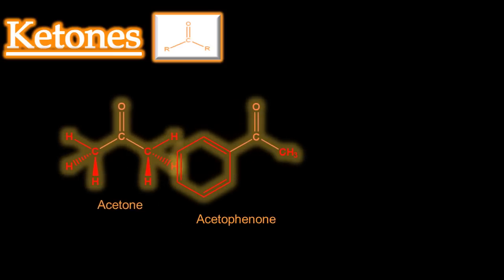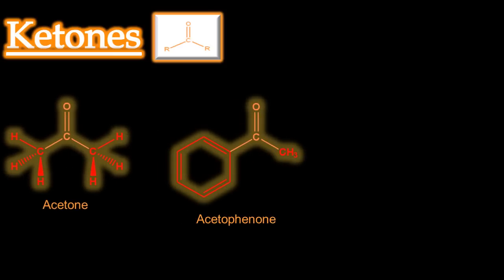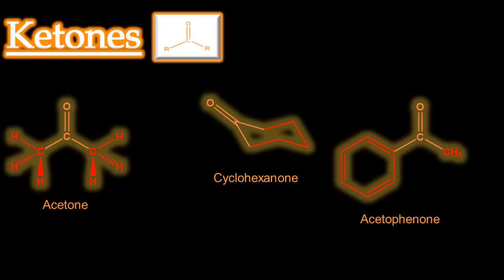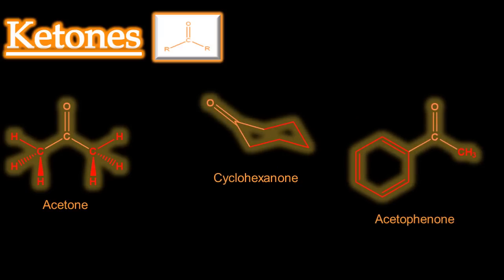Acetophenone is an example of an unsymmetrical ketone and features an aromatic ring and a methyl group as its 2 carbon groups attached to the central carbonyl. Cyclohexanone is an example of a symmetrical ketone that features a ring as both carbon groups attached to the central carbonyl group.